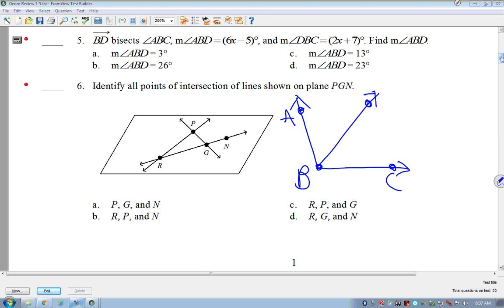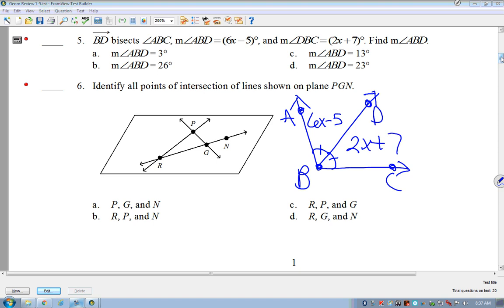What's that point right there? D. Very good. All right, we're jumping on this. ABD is 6x minus 5. All right, and we do know that this is a bisector, so I'm going to label that so that I hold on to that information. DBC is 2x plus 7.